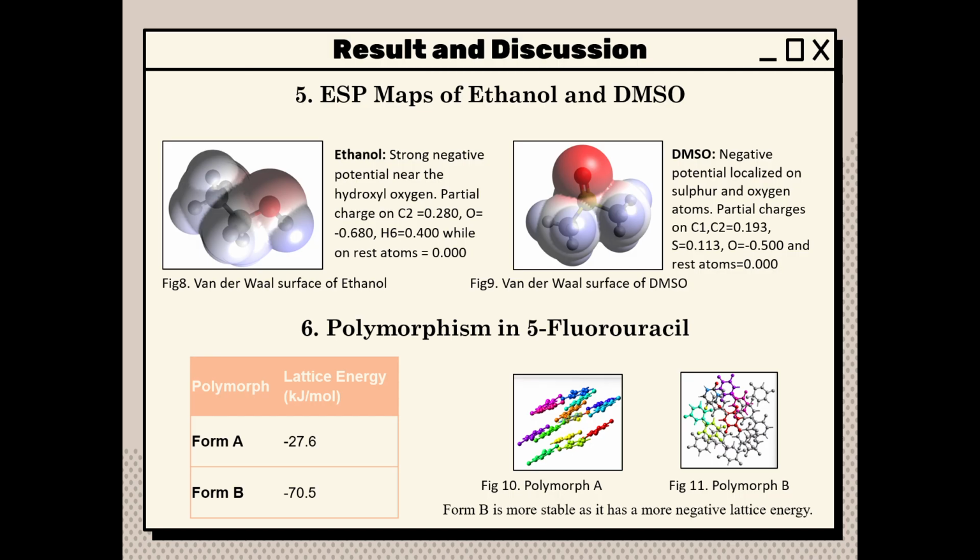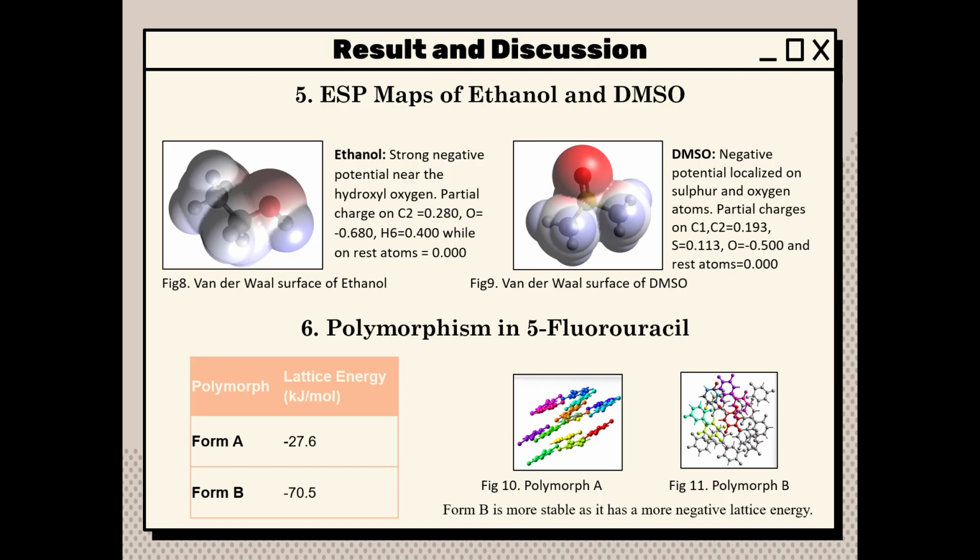Now, using CrystalExplorer, I studied the polymorphism in 5-fluorouracil, an anti-cancer drug. Different polymorphic forms showed variation in stability and molecular packing. Understanding these differences is vital for the pharmaceutical development as polymorphs affect the drug solubility, stability, and bioavailability. This research provides a foundation for optimizing 5-fluorouracil formulation.